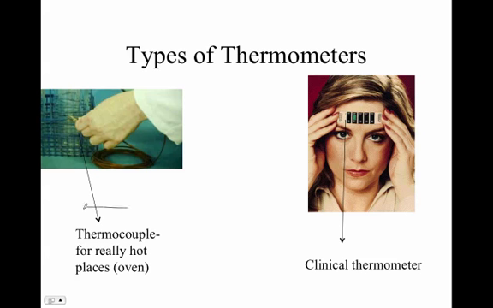Here's the thermocouple. They're used in really hot places like in ovens, where normal mechanical thermometers would just break or explode. And what that does is it converts electricity into a temperature reading. This is a clinical thermometer. It has a really narrow range because body temperature hovers around 37 degrees Celsius. So a narrow scale.